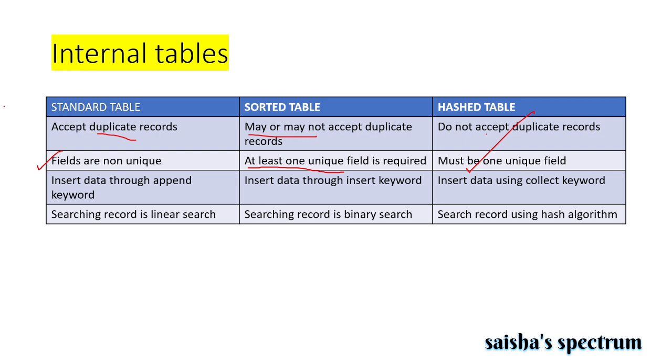Also in the internal table, the data is inserted using the append keyword. In the sorted table, the insert keyword is used, and in the hashed table, the collect keyword is used to insert data. Whereas for searching a record, it is a linear search in the standard table, it is a binary search in the sorted table, and a hashed algorithm is used for searching a record in the hashed table.